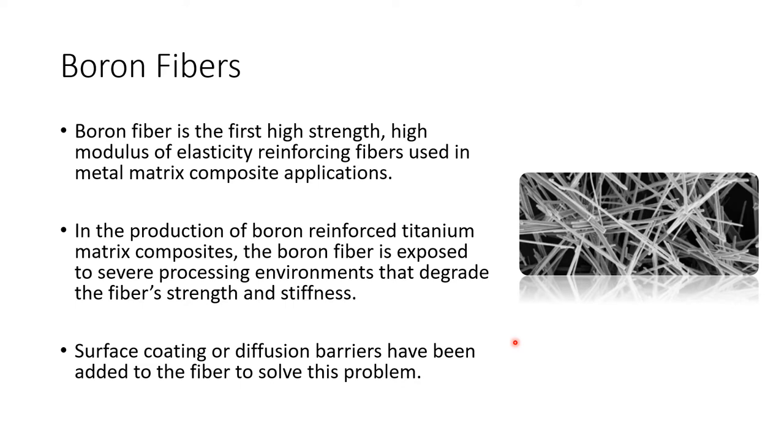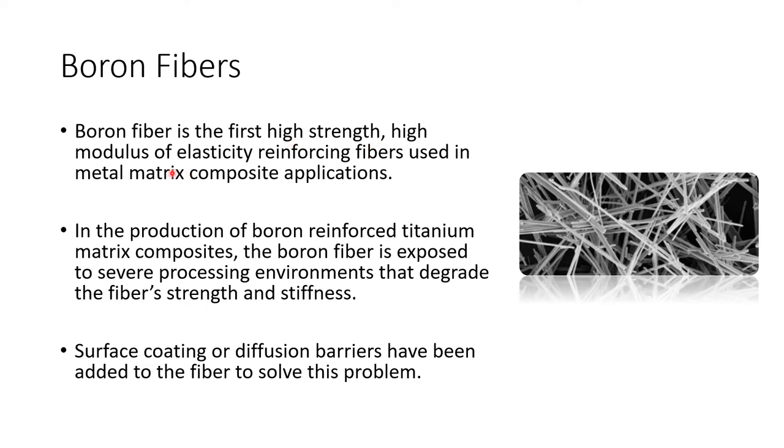Boron fibers. Boron fibers were the first high strength, high modulus of elasticity reinforcing fibers that we used in MMC applications. So in the production of this boron reinforced titanium matrix composite, we're adding boron reinforcement to a titanium matrix. The boron fiber is exposed to severe processing environments, and that severe processing environment can degrade the fiber strength and stiffness. Okay, that's just a micro diagram that you can see inside. Surface coating or diffusion barriers are going to be added to get rid of this degradation issue.